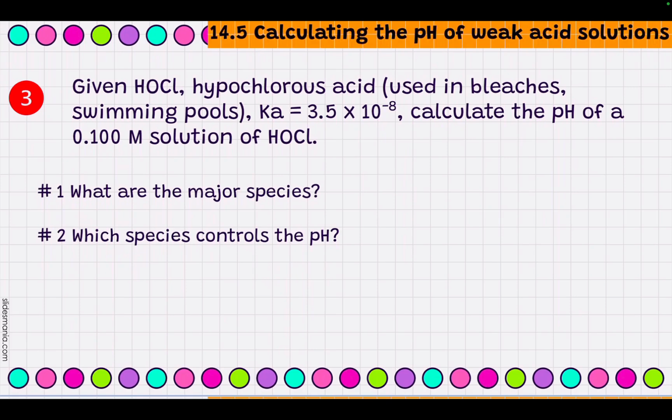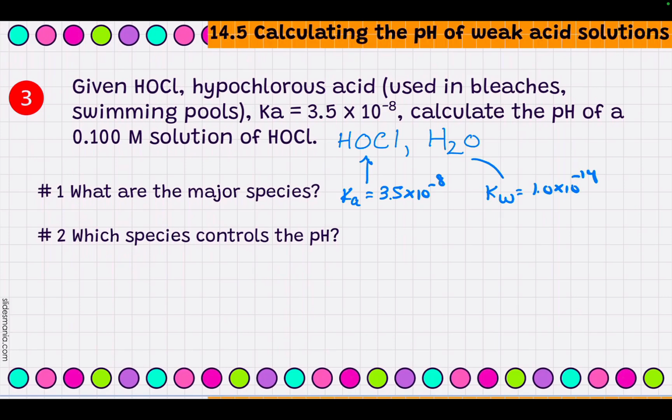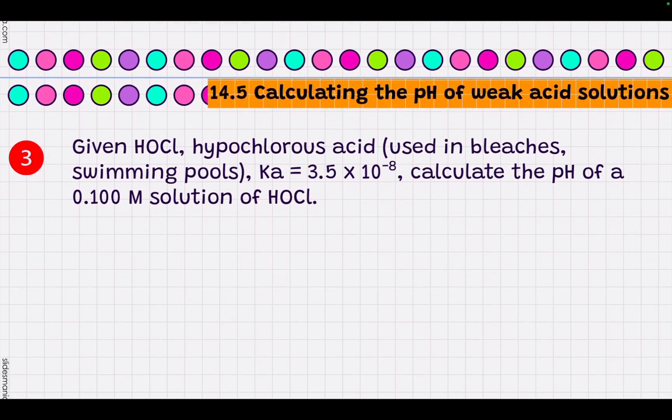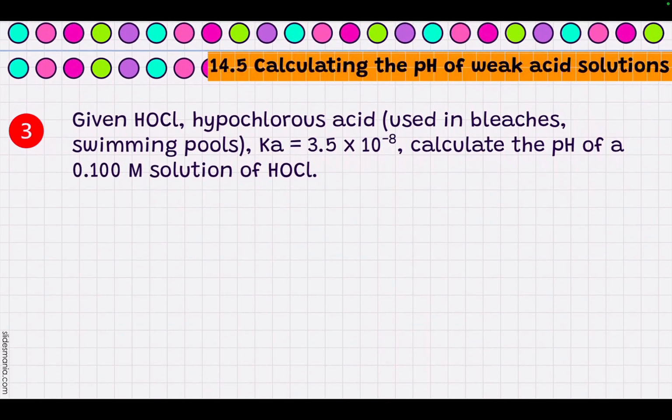First of all, the major species in the solution are going to be the hypochlorous acid and water. Which one's controlling the pH? I know it's the acid because it has a Ka that is larger than the Kw of water. So we're going to ignore the contribution of hydrogen ions from the water. It's, again, negligible. Then I'm going to start the problem, and I'm going to use a RICE table.